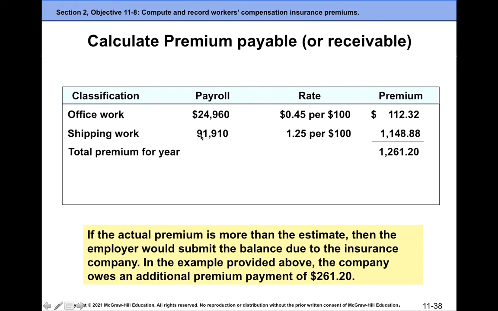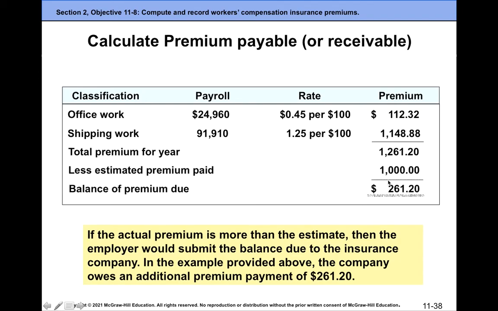Same with shipping work. I would take 919.1. So I take the amount of payroll, divide by $100. I get 919.1 multiplied by $1.25. I get $1,148.88. So I paid $1,000, but I actually have to pay $1,261.20. So I have to pay the difference, right? This difference, $261.20, I have to record.